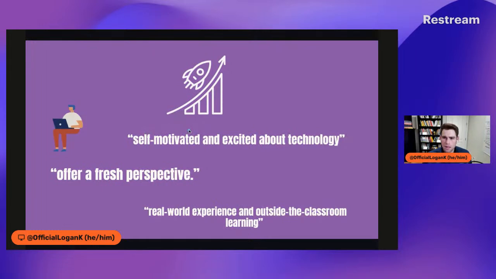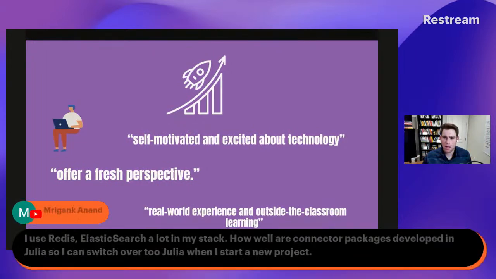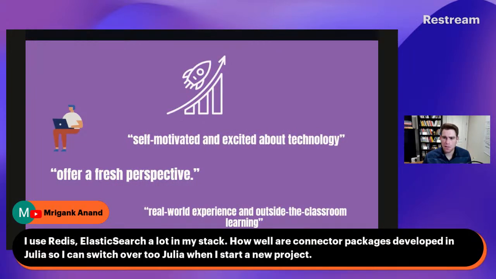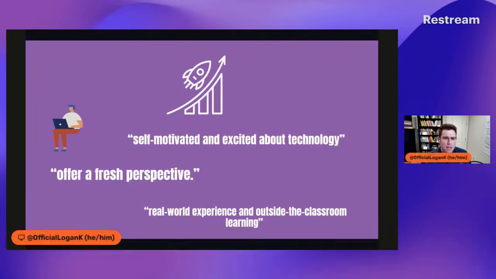I use Redis, Elasticsearch a lot in my stack. How well are connector packages developed in Julia so I can switch over to Julia when I start a new project? That's an interesting question. I'm not familiar with Redis nor Elasticsearch, to be honest with you. So I think I'd have to do a little bit of digging as far as the connector packages. It's a really good question, though.